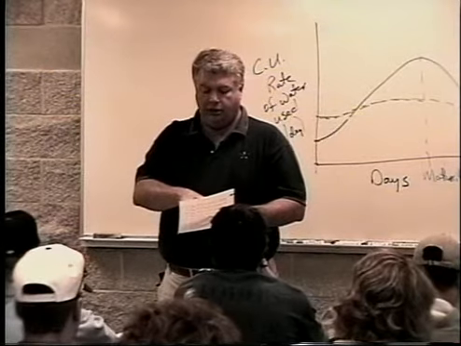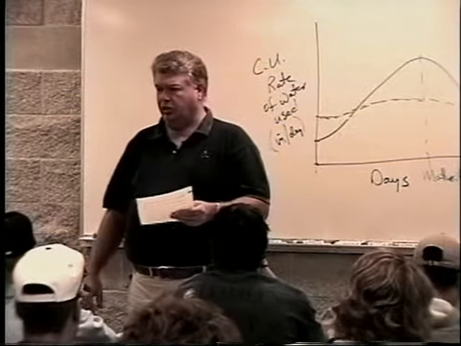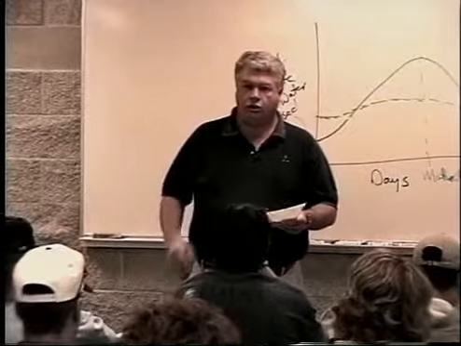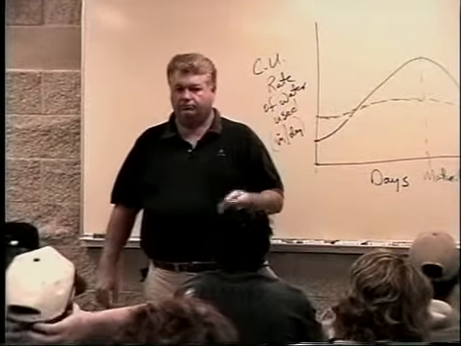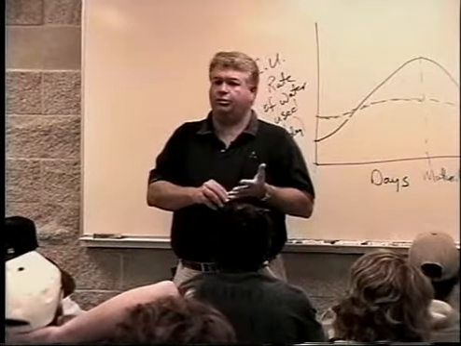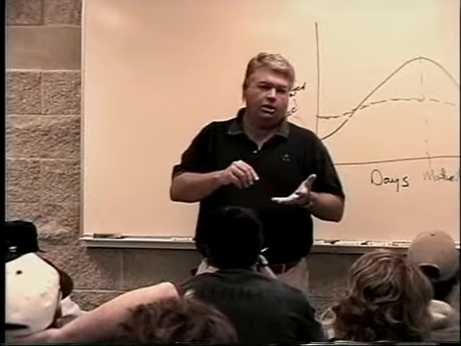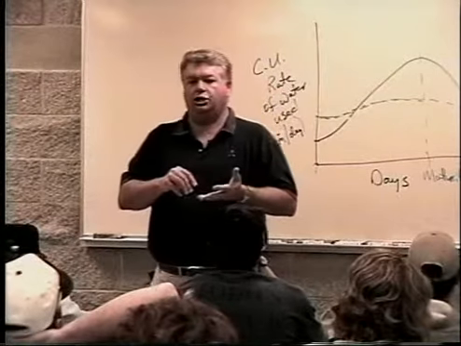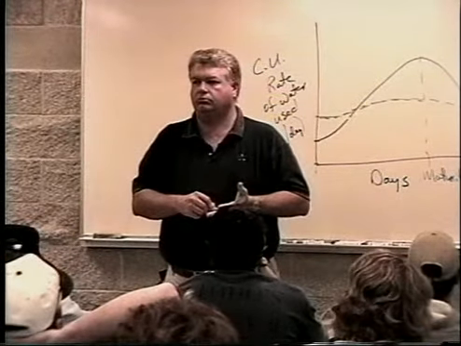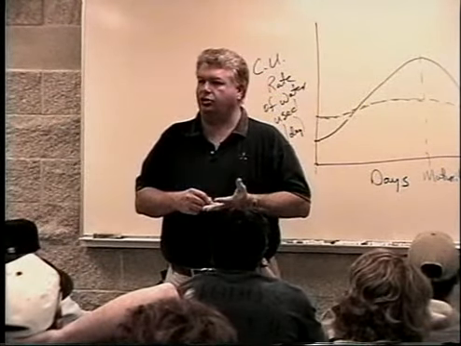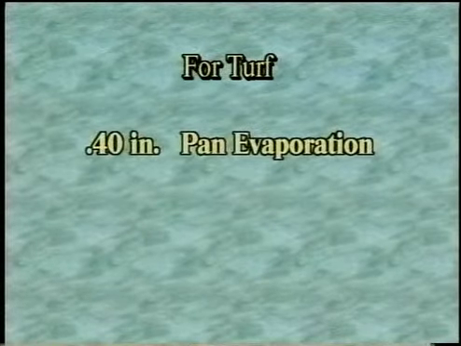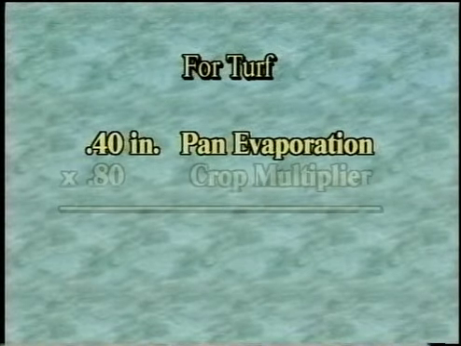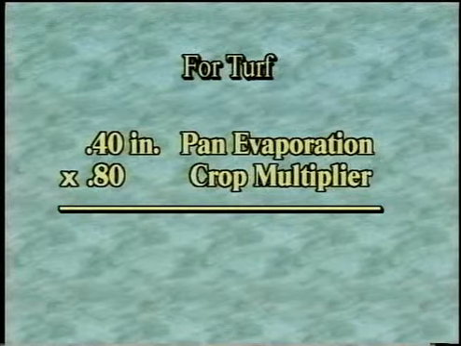Pasture and turf, 0.80. I thought it was 0.7, it's 0.8. So we could have the pan reading, we could listen to the weather station every day, and they would say, okay, today at Whitman Mission, the pan evaporation was 0.40 inches. How much water did I use in my turf? My pan was 0.40, and I have a 0.8 multiplier for turf.